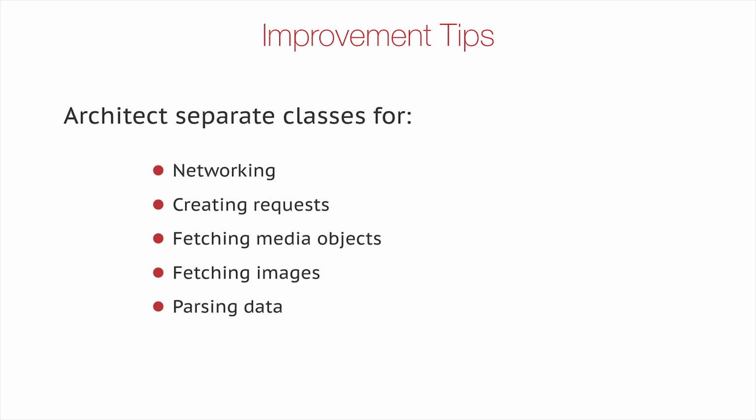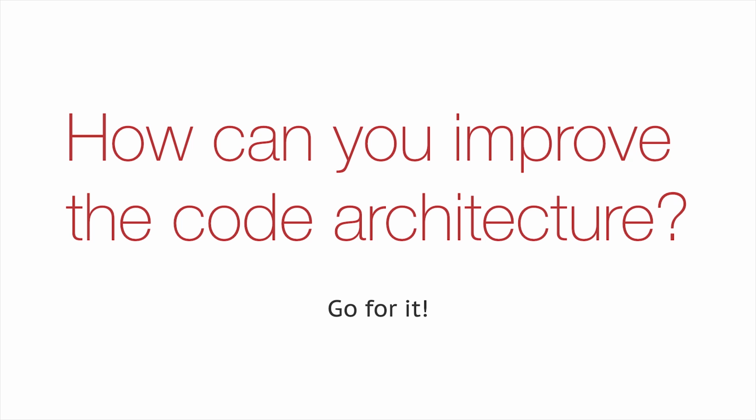In larger projects, typical configuration would be having separate classes that are responsible for networking, for creating requests based on abstract parameters, for object-specific communication, and for parsing data. Now think about how you could change this part of code to improve the quality of the code architecture. It is all in your hands now.